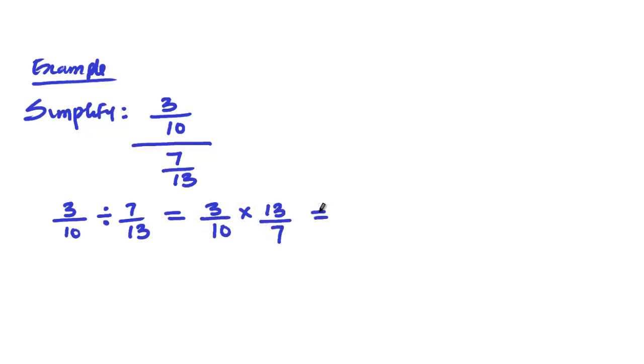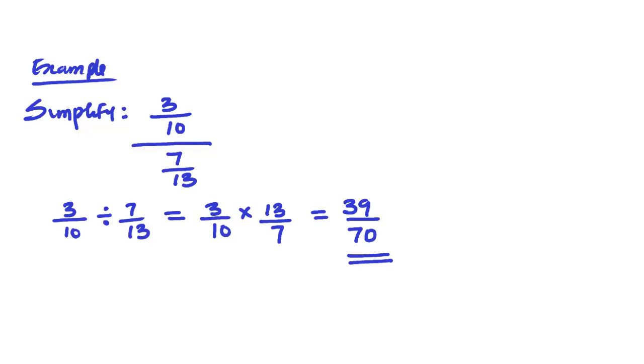So the question is, what is 3 times 13? That is 39. Divided by 10 times 7, that is 70. So this is the final answer to this problem. All right. So that is that. Now let's look at one more example.